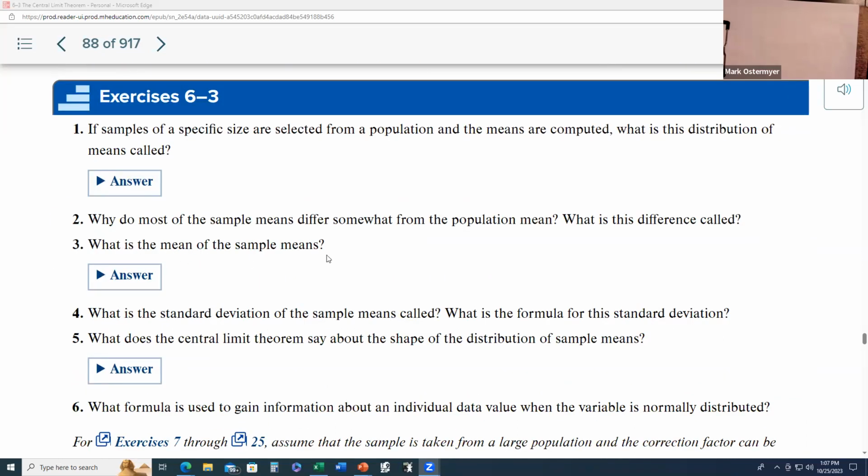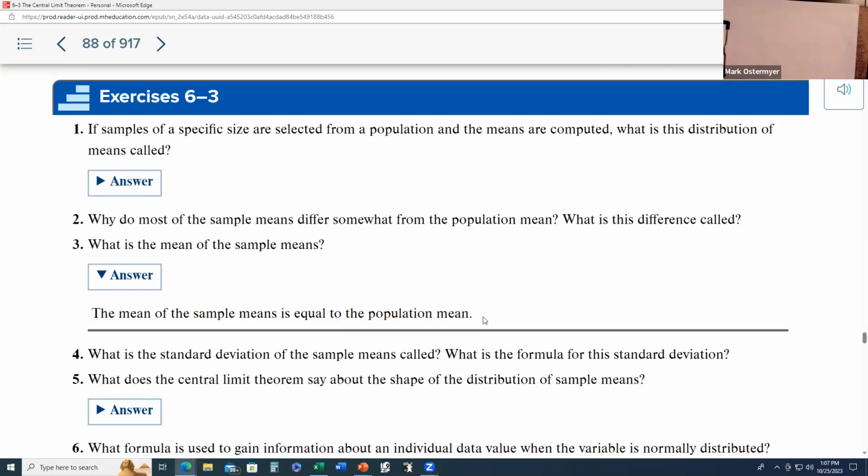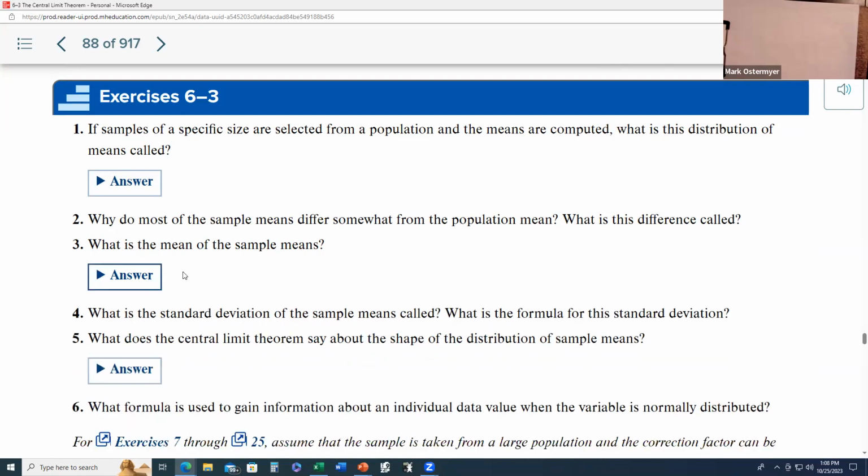Now, what is the mean of the sample means? What's the mean of all those 20 sample means? Well, it would be equal to the population mean. Guaranteed. That's always true by the central limit theorem.